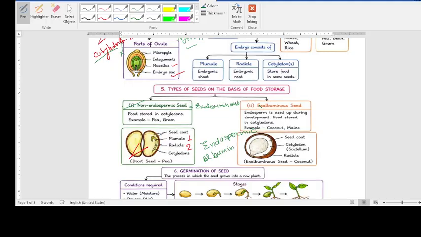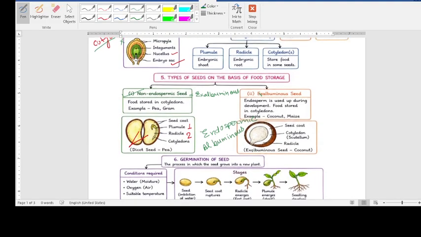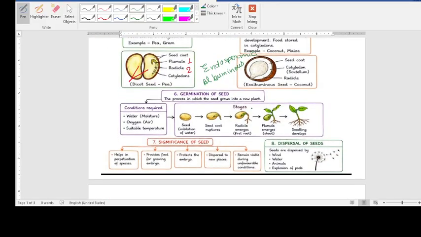albuminous seed. So coconut and maize, that corn becoming popcorn because of the stored endosperm. So you can remember the endospermic seed in two ways. One, the coconut water. Second, the endosperm of the corn, which makes it popcorn. So this is all about the types of seed on the basis of endosperm.